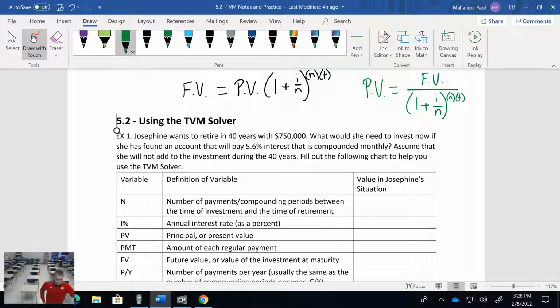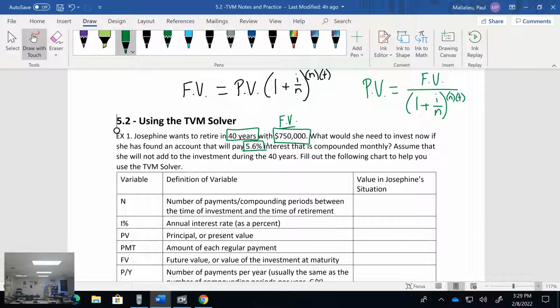So let's jump in. The first one says, Josephine wants to retire in 40 years with $750,000. So we know 40 years is going to be important. We know $750,000 is going to be important, and it says that's what she wants to have when she retires. So that would be a future value. What would she need to invest now if she has found an account that will pay 5.6% interest? So we know that's going to be important. That's our interest, or our I.